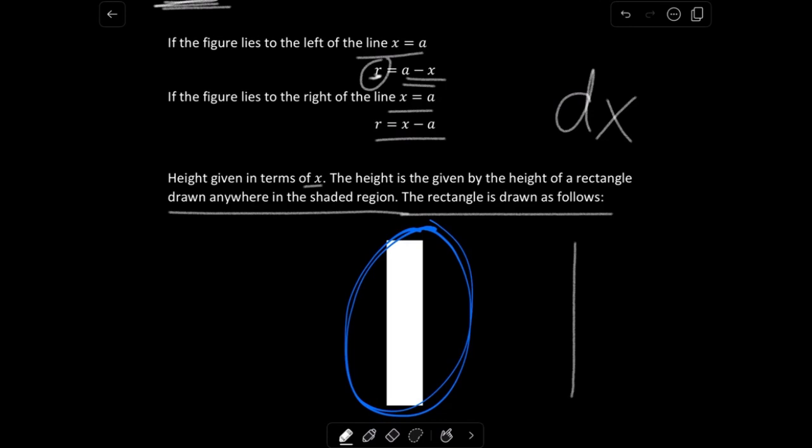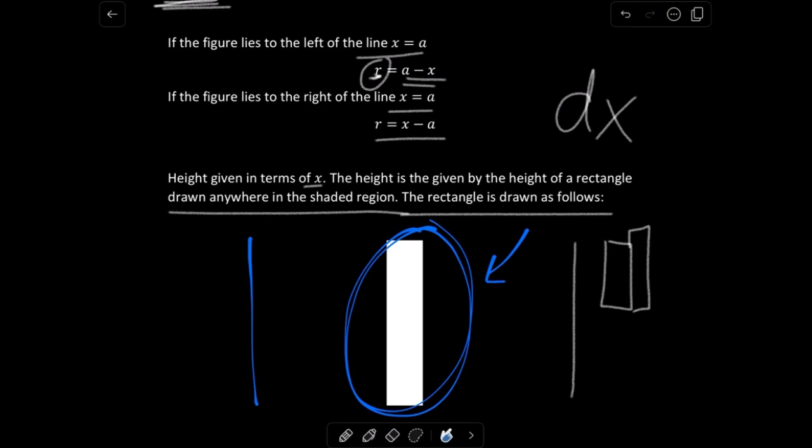I just use a rectangle because in many textbooks, the volume by cylindrical shells is typically explained using rectangles that kind of create a shell figure. Again, you don't need to draw a rectangle. You can just draw a vertical line. So the height is going to be given in terms of x. I'll show you how to do that in an example.